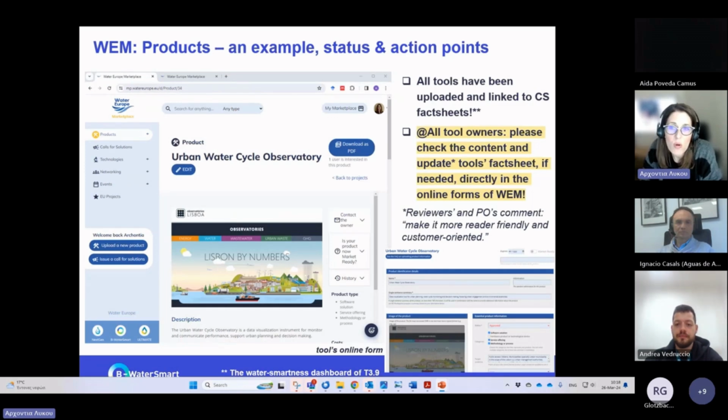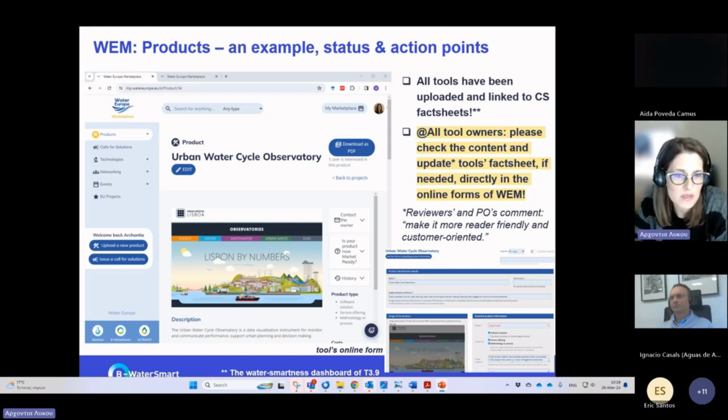As I told you, all the tools and the information of the Work Package 3 tools are already online. We have uploaded the information by using the deliverables of Work Package 3, and we have established the links with the case study fact sheet. But the tool owners are kindly asked to check the material again and update the content if they believe that it's needed. For example, if they have done major developments that are not reflected in the fact sheet, they are currently invited to do so.